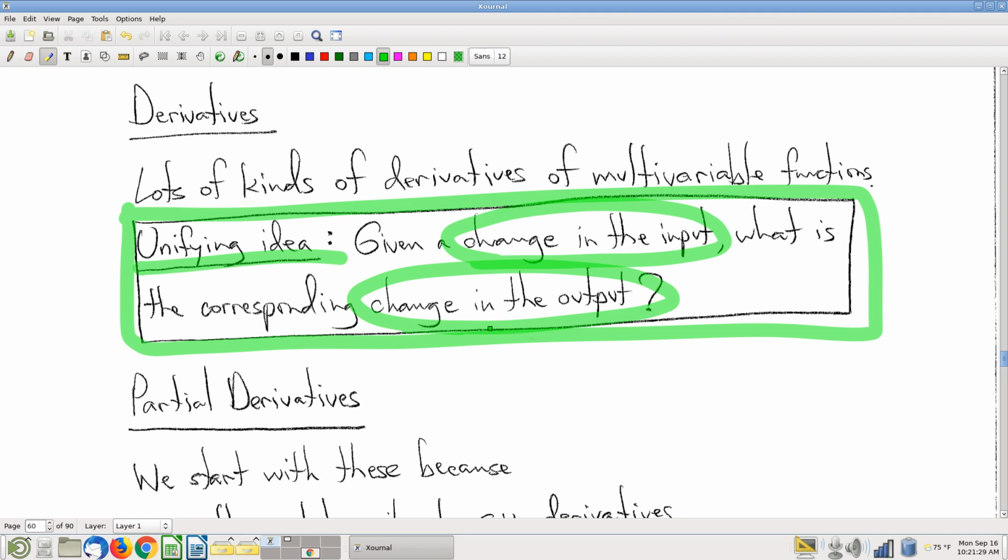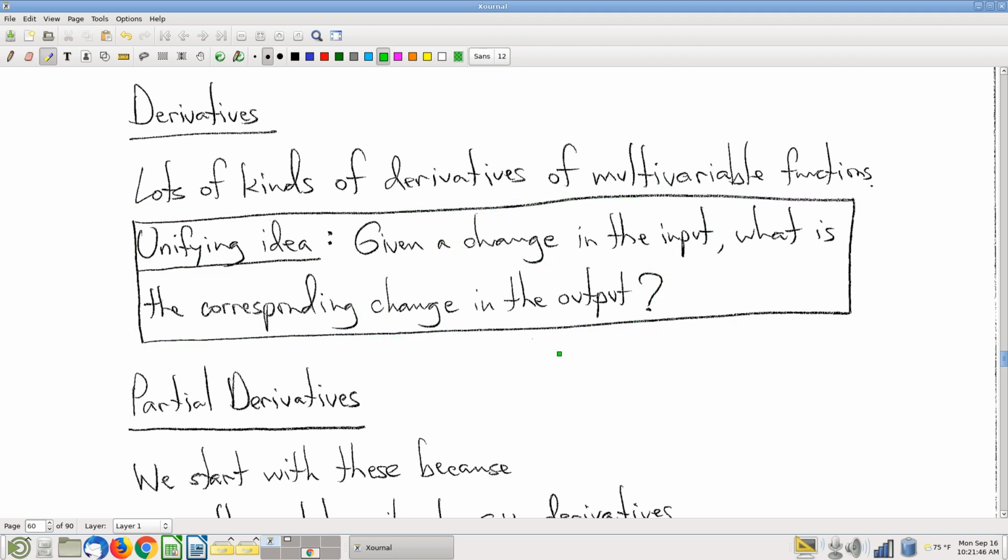So that's what it is. All of the different kinds of derivatives that we're going to talk about all have this common feature. They are in some way or another a relationship, a connection, between input changes and output changes. So please try to keep that in mind as we go through and talk about a bunch of different kinds of derivatives in the next couple of weeks.